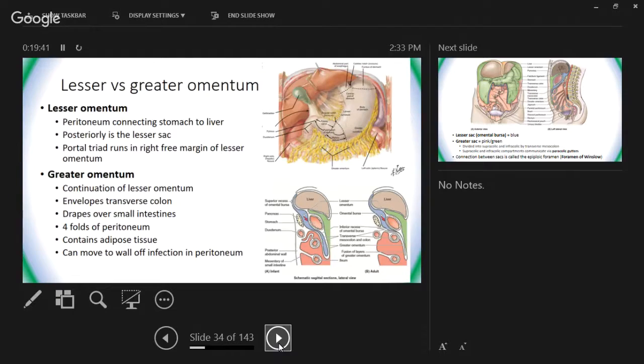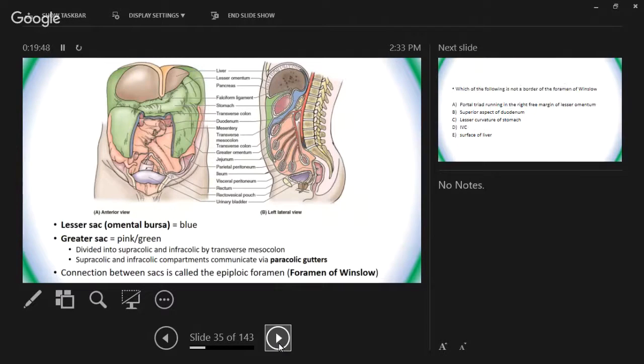So the spaces in your abdominal cavity, the main ones are the lesser sac and the greater sac. The lesser sac here is in blue, sitting behind the stomach. The greater sac is what's in green and pink. The way the lesser sac and the greater sac communicate is via the foramen of Winslow, also known as the epiploic foramen. And the greater sac you can divide through the supracolic and infracolic compartments. And the way those compartments communicate is via the paracolic gutters.